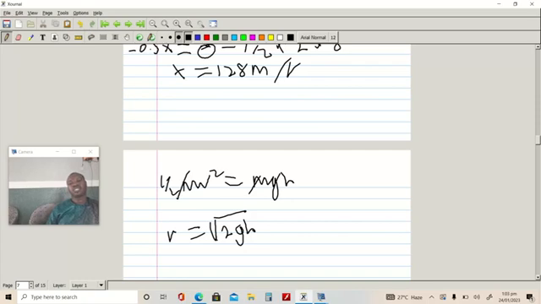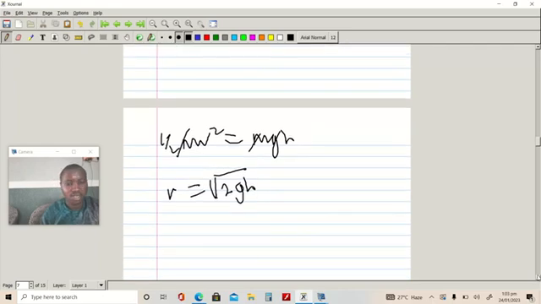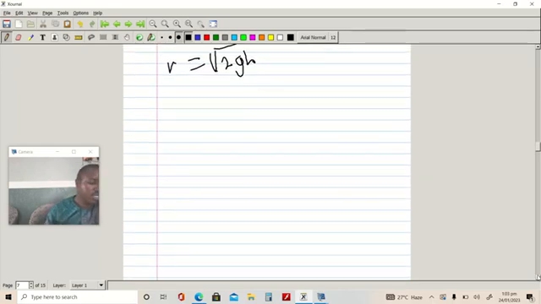m2gh. That's what we have when you cross multiply. That's what we have left, where h is the falling height, the height by which the object falls. Let's illustrate this.